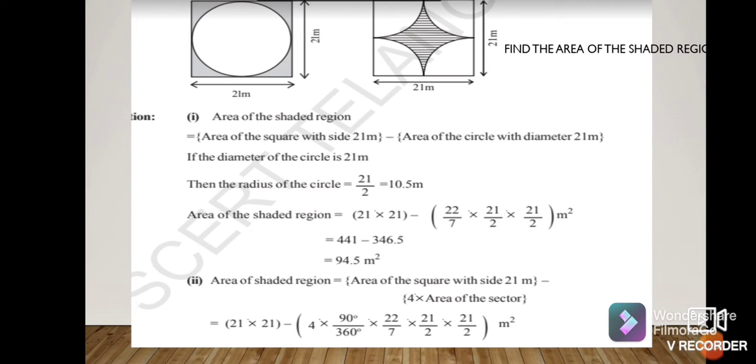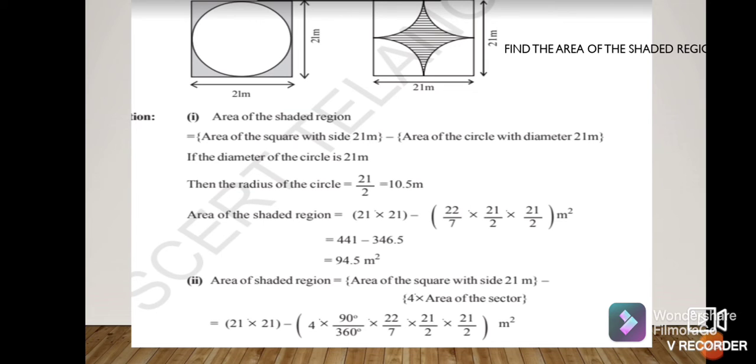Area of the shaded region: we have to subtract the area of the circle from the area of the square. The area of a square is side into side, that's S into S, minus the area of the circle, formula pi r square, that's 22 by 7 into 21 by 2 into 21 by 2. On simplification we get 21 into 21, 441, minus, after all the fractions multiplication and division, 346.5. On subtraction you get 94.5 meter square.